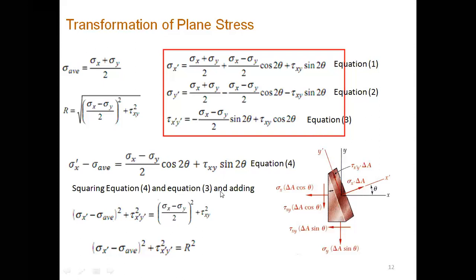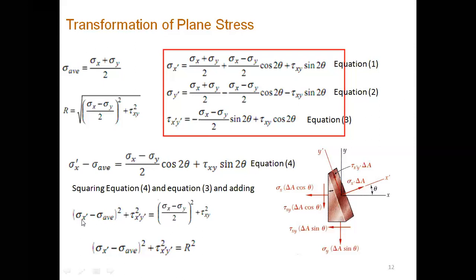And we are also squaring equation 3 on both sides. So it would become tau x prime y prime whole square. And again, if you look here, it is a minus b, and the square of a minus b is a square plus b square minus 2ab. So we square equation 4, square equation 3, and then add these two equations. After doing that, what would we get?